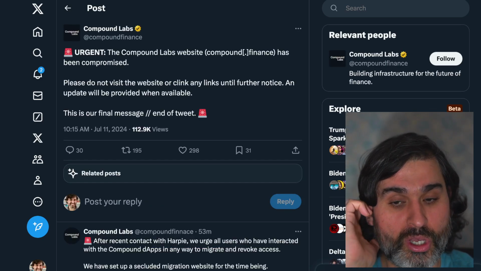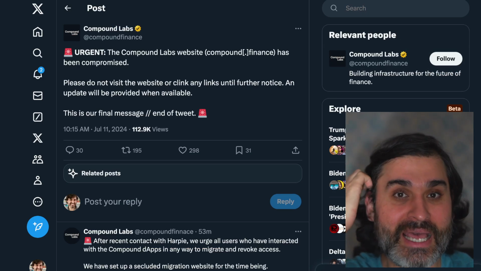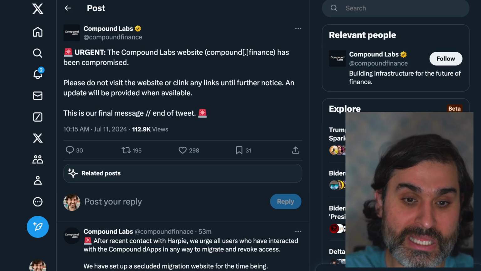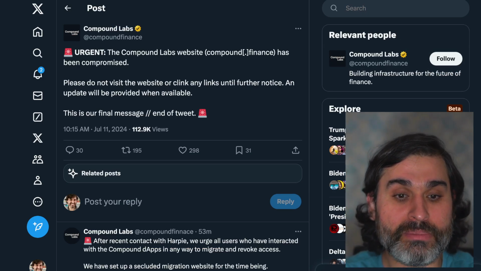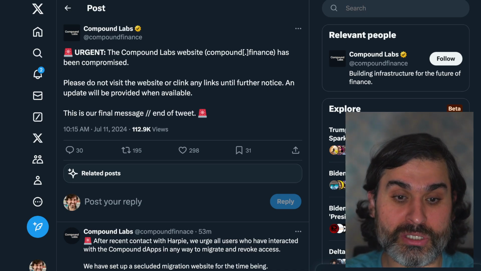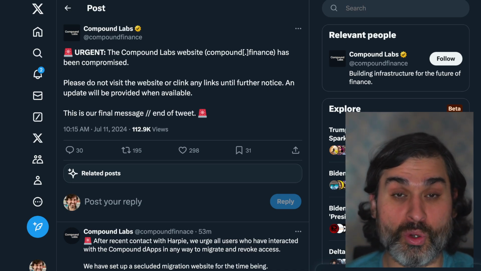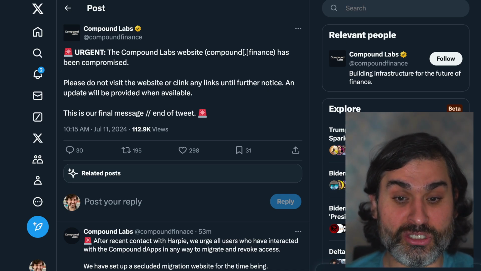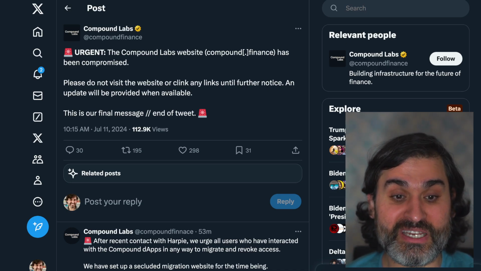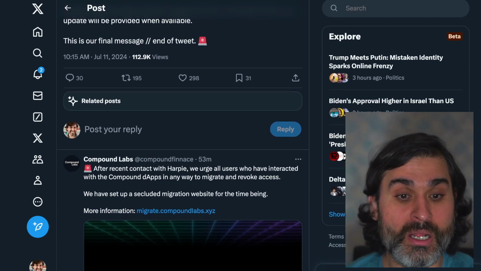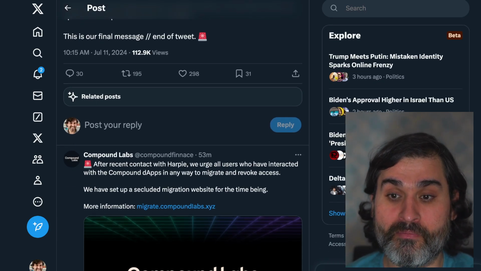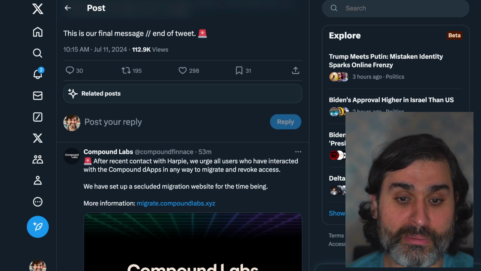Okay, there was news of some potential front end hacks. I don't know how applicable this story is anymore, but Compound Labs, who run Compound Finance, their front end was compromised. So it said, please don't visit the website, don't click on any links until further notice. An update will be provided when it's available. And this was from around 16 hours ago from when I'm recording.